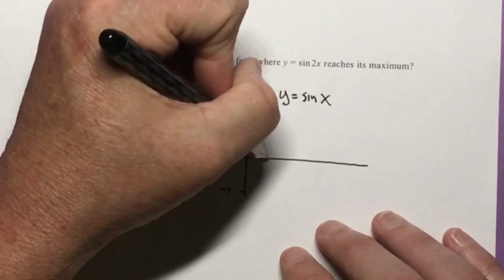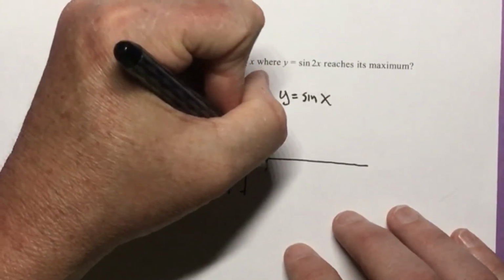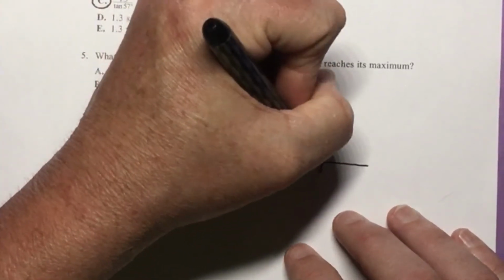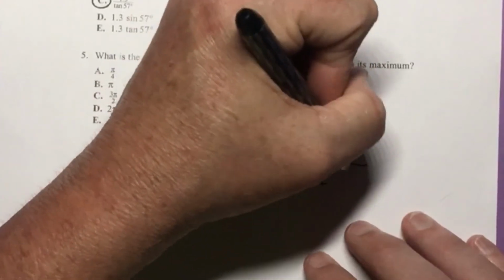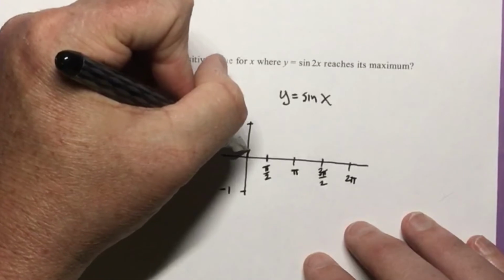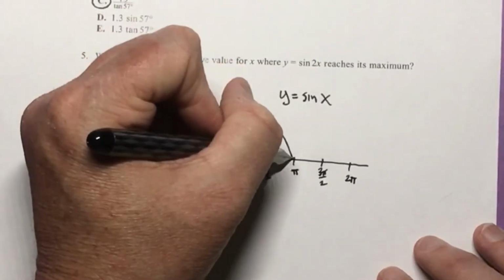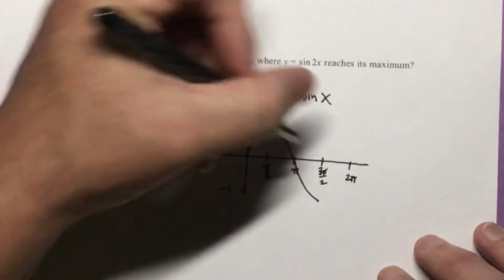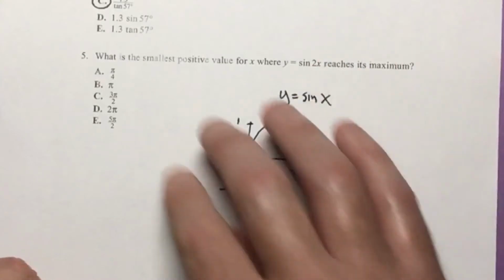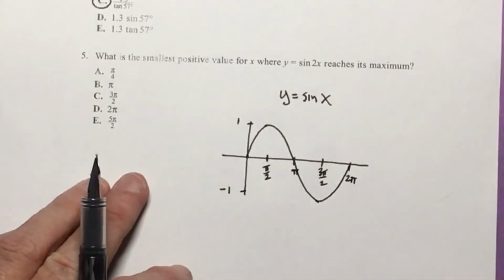It starts at 0, and it has important values at pi over 2, pi, 3 pi over 2, and 2 pi. Starting from here, it goes up to 1 at pi over 2. It crosses down to 0 at pi. It goes down to -1 at 3 pi over 2. And it goes back to 0 at 2 pi, and then it just keeps going in either direction, over and over again.